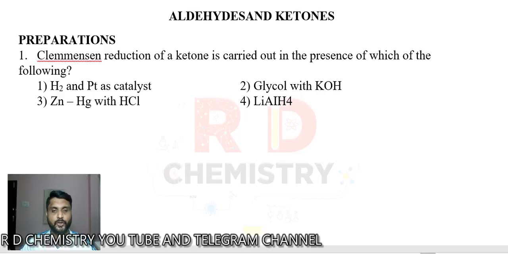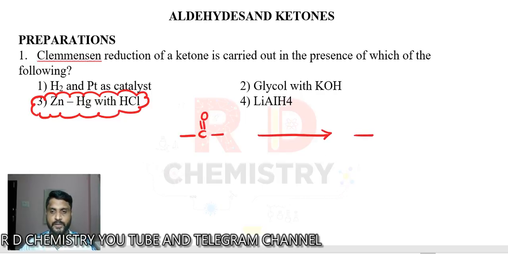Clemmensen's reduction of ketone is carried out in the presence of which of the following? The answer is zinc amalgam with HCl. This is the Clemmensen reduction, wherein the C=O of the aldehyde or ketone is reduced to the hydrocarbon part, the CH2 group. We can make use of either zinc amalgam along with concentrated hydrochloric acid, or we can make use of hydrazine.